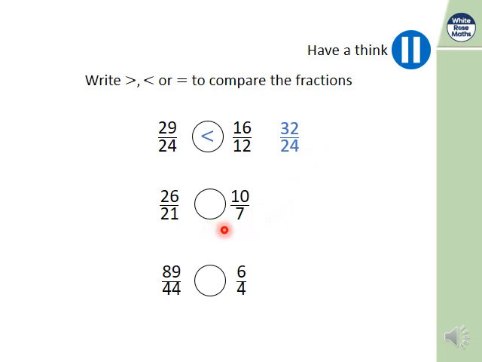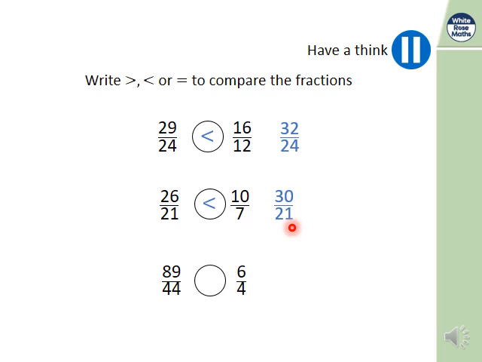Let's look at our next one here. We had 26/21 and 10/7. We could have multiplied our 10/7 by 3 to change it to 30/21, and then we have 26/21, 30/21. When the denominators are the same, the greater the numerator, the greater the fraction, making 10/7 greater than 26/21.